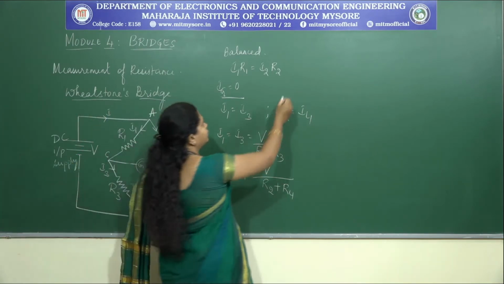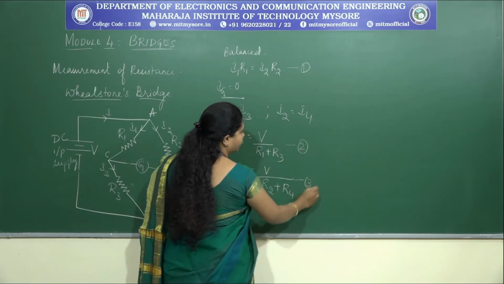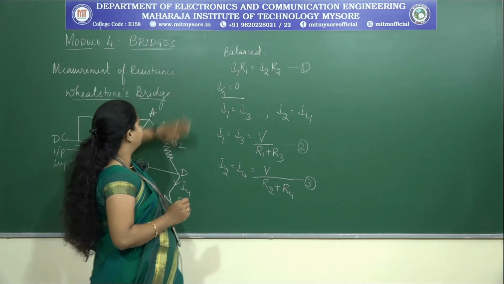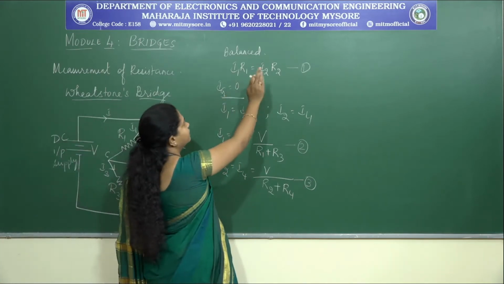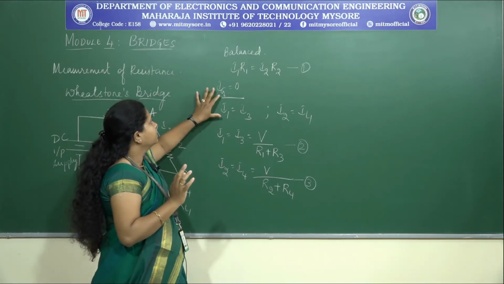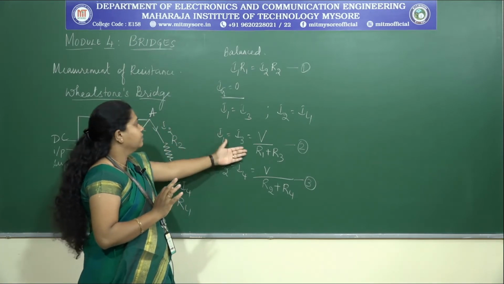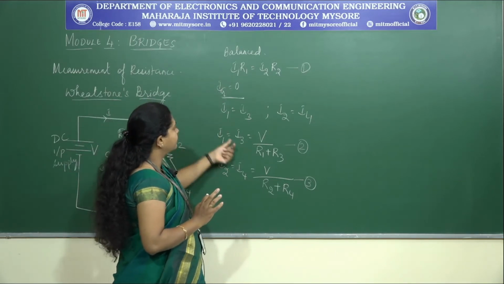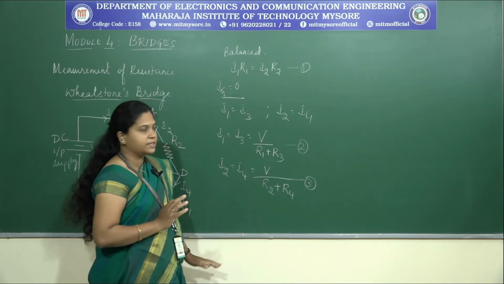Let us call these equation number 1, equation number 2 and equation number 3. Now, I1 into R1, we know that if the bridge has to be balanced, this arm should be equal to this arm. So I1 into R1 should be equal to I2 into R2 for a balanced bridge. To maintain the balanced conditions, the currents have to follow this pattern. Now, can we substitute I1 as V by R1 plus R3 and I2 as V by R2 plus R4?